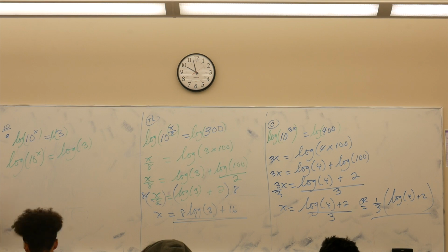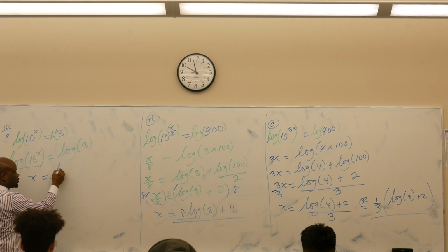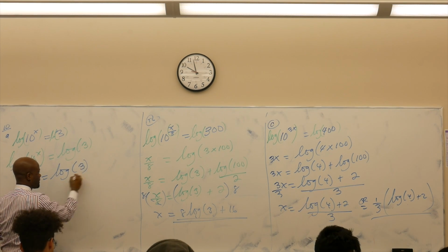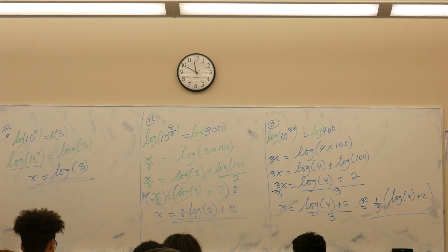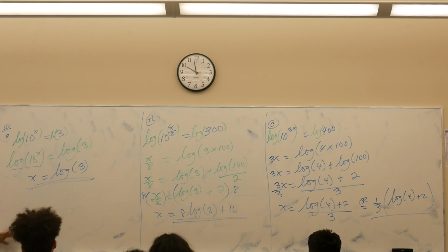So what is the result from this side? Just x, right? So x is equal to, that's it. Whatever the log of 3 is, that is x. Anybody remember the value of the log of 3 from our table? 0.48. Questions?